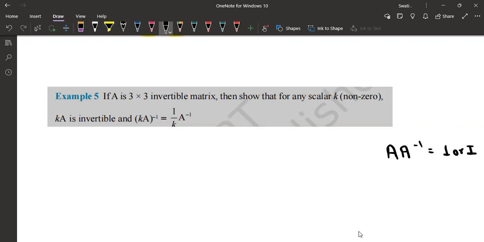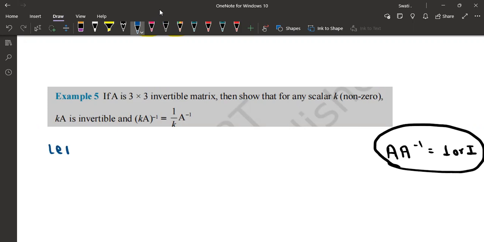So we need to first check whether kA is invertible. We need to prove it, right? K is non-zero, so of course we can put k in the denominator as well. So of course I need to satisfy this condition. If this condition gets satisfied, then of course my answer is correct. So let us take the matrix kA, right? According to this definition, the matrix times its inverse should be equal to 1, right?